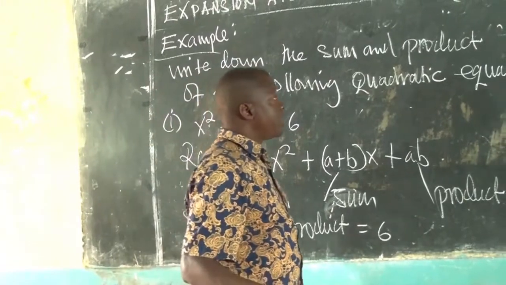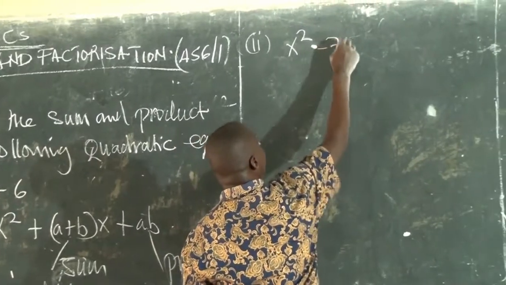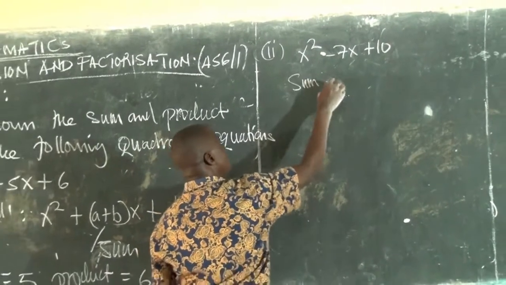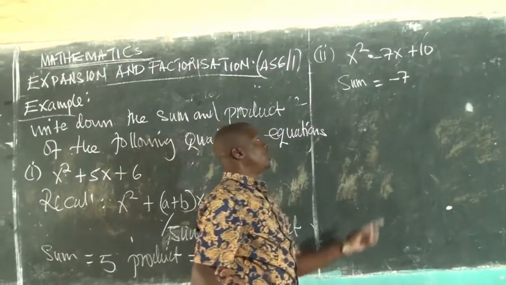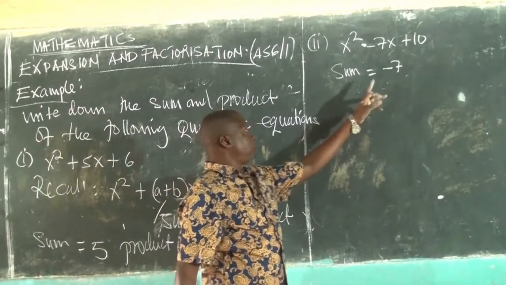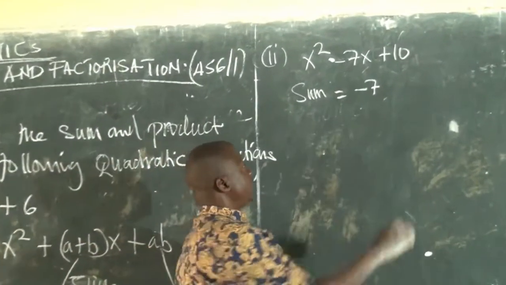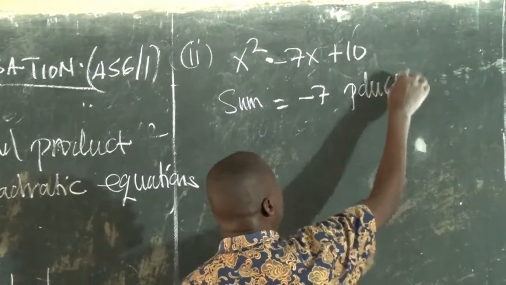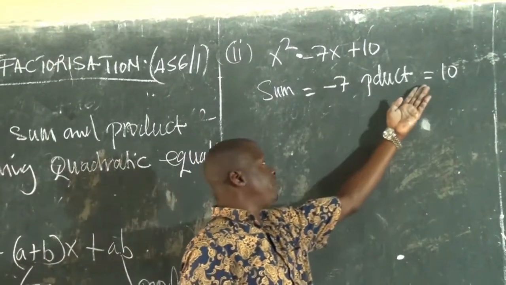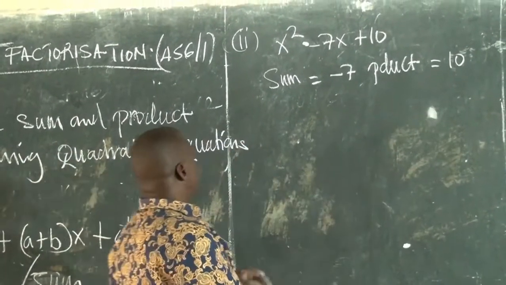Allow me to look at Roman number 2. We have x squared minus 7x plus 10. Our sum is negative 7. Remember to quote, it should be negative. Should you set 7 the ordinary mark, let it be negative. Then our product is positive 10. Should somebody say negative 10, we shall also deny a mark. It should be positive.